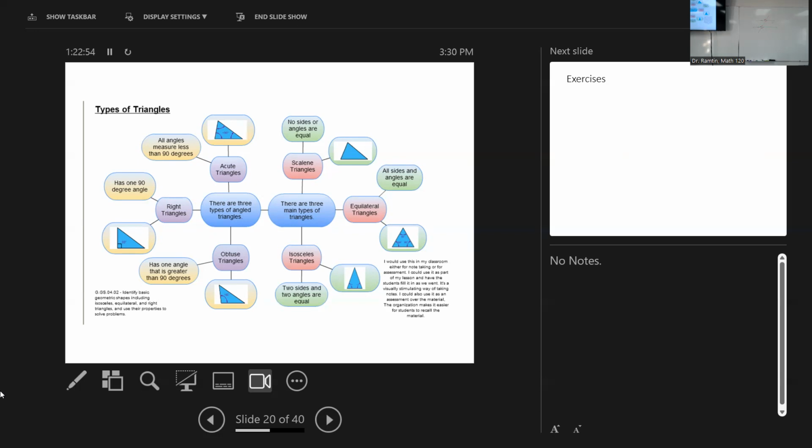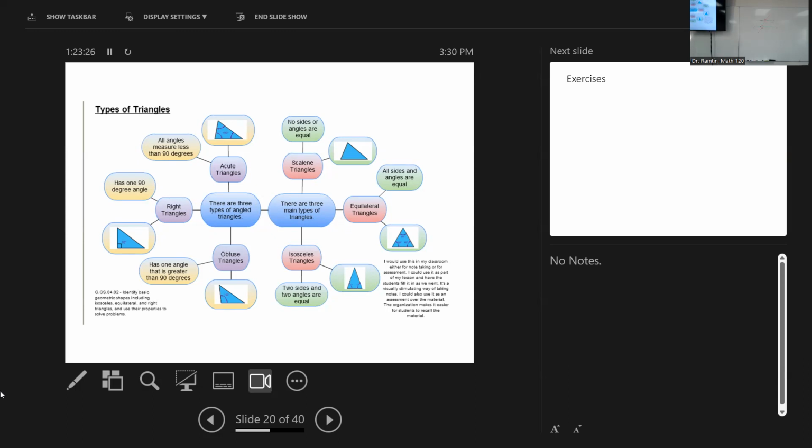This one has a right angle, so it's called a right triangle. This one doesn't show that well, but assume this is a little bit bigger than 90. Then it's an obtuse angle, so it's called an obtuse triangle. There are three main types of triangles.